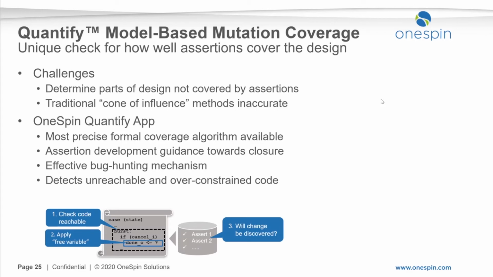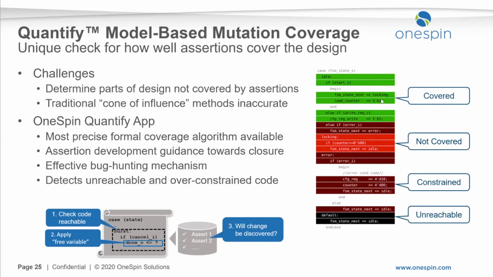The way we do this is that we have an internal methodology which doesn't change your design, works on a model, and it will run your assertion set against all possible mutations in the code. And what comes out is a very telling view that will distinguish code which is covered by the assertions from code which is not covered, which will guide you on which assertion to write next. But we will also show you which code is dead and which code is dead due to a user constraint, which is usually a problem that you want to uncover early on.